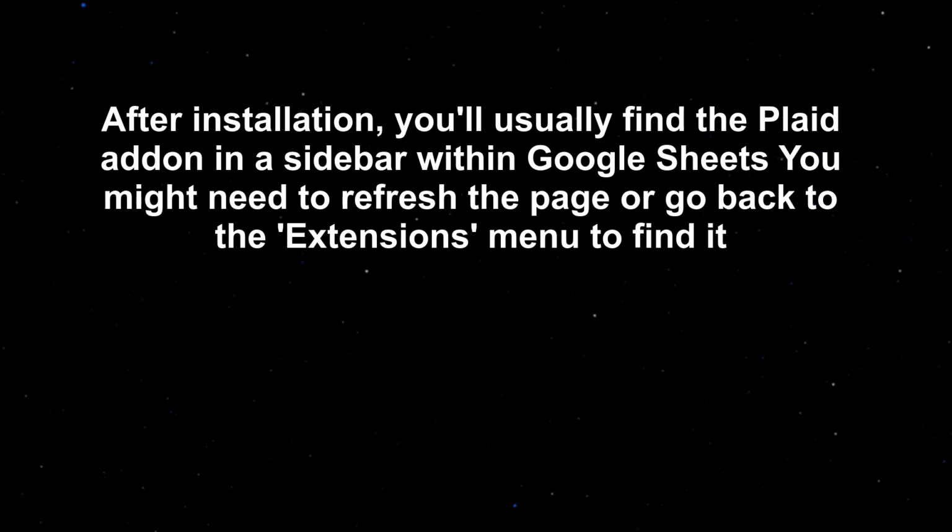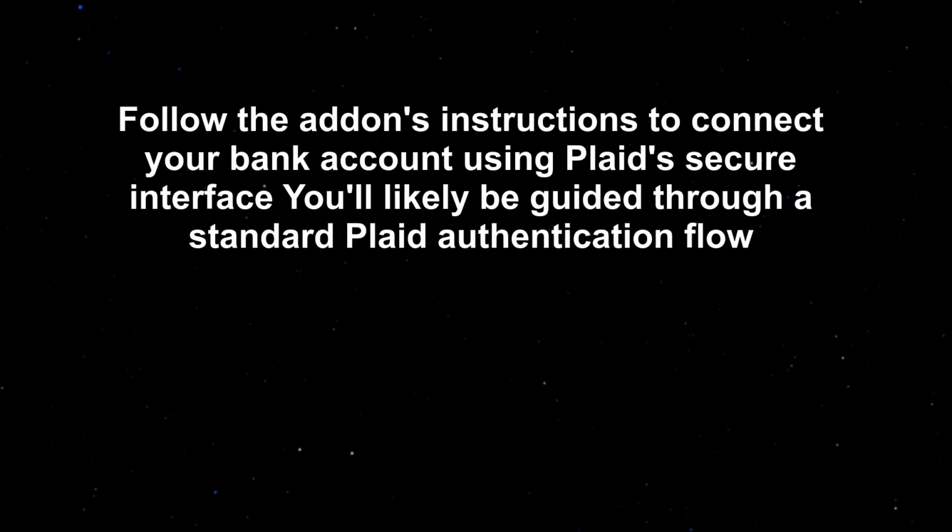After installation, you'll usually find the Plaid add-on in a sidebar within Google Sheets. You might need to refresh the page or go back to the Extensions menu to find it. Follow the add-on's instructions to connect your bank account using Plaid's secure interface. You'll likely be guided through a standard Plaid authentication flow.